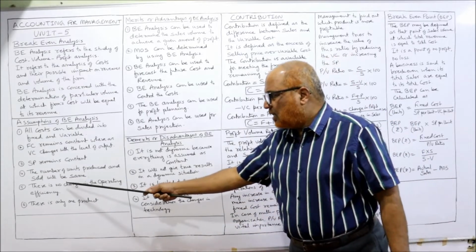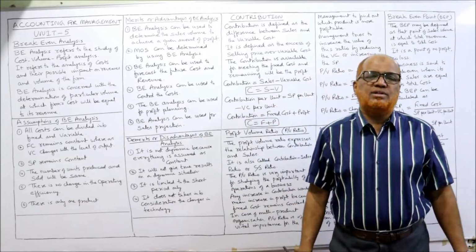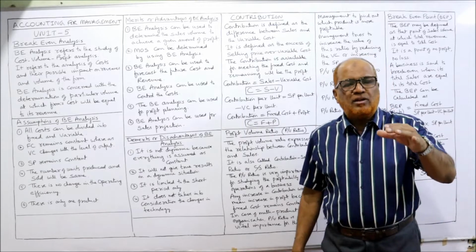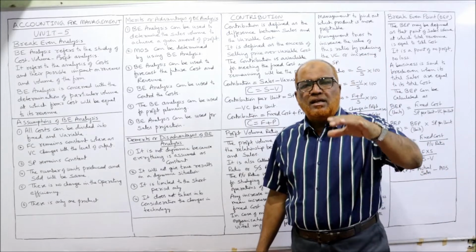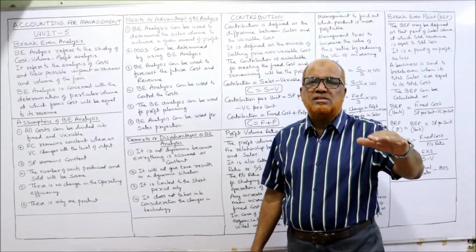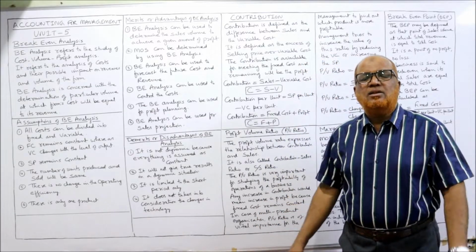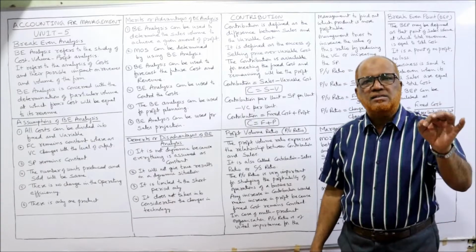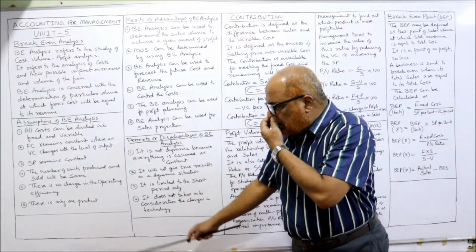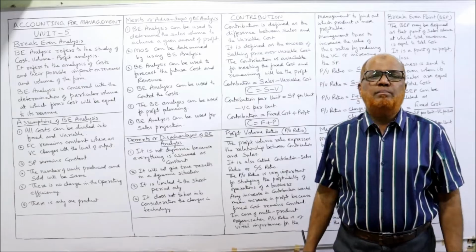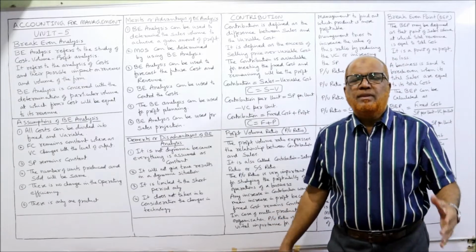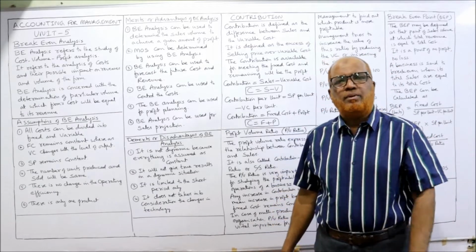Then next one, there is no change in the operating efficiency. Whatever present operating efficiency is there, the same operating efficiency is going to continue in future. There is no change in the operating efficiency. That is the assumption. Last one, there is only one product. Normally, break-even analysis assumes that the business produces only one product.